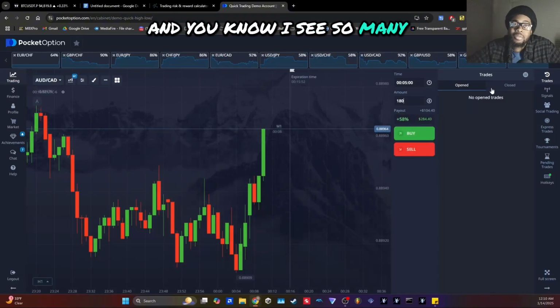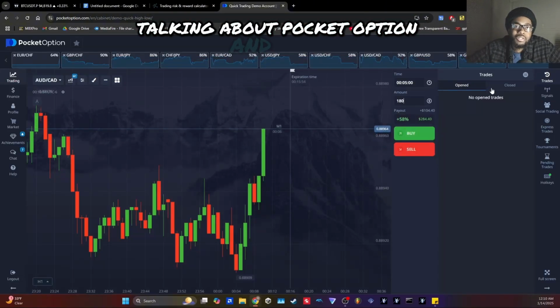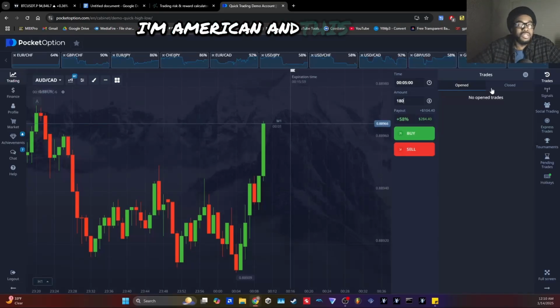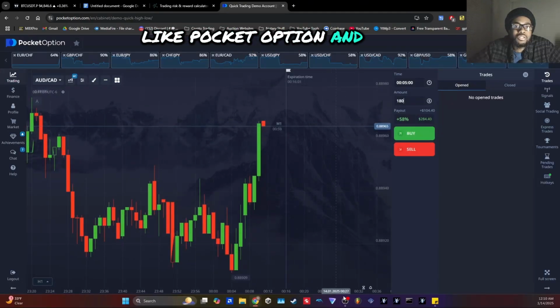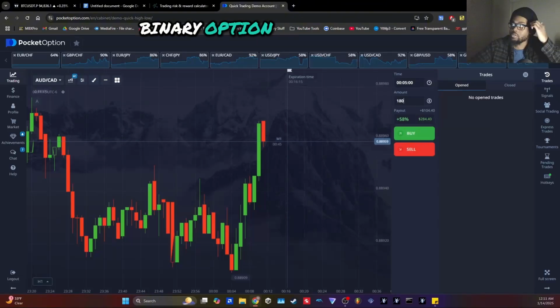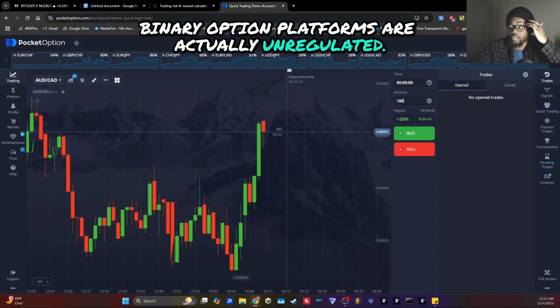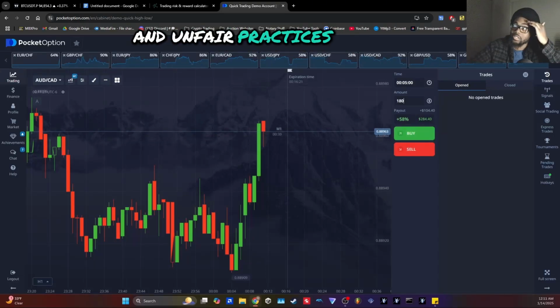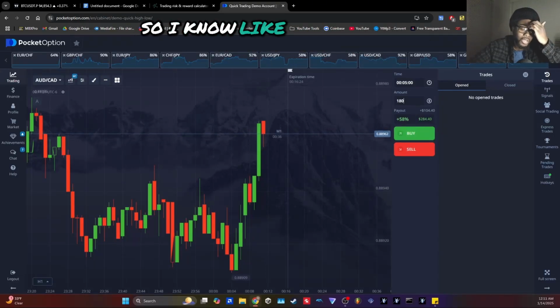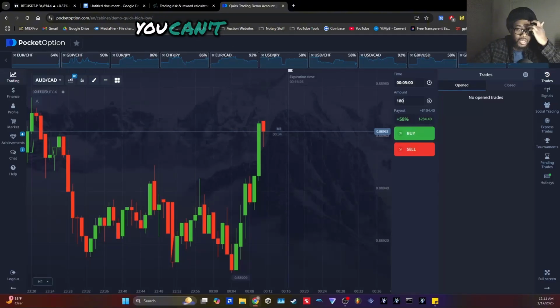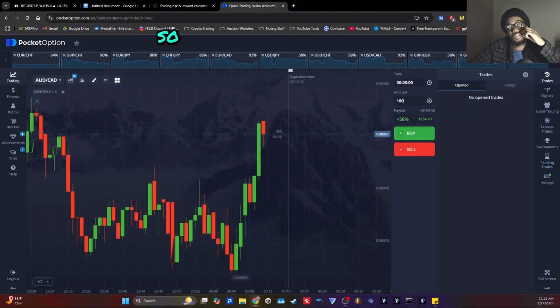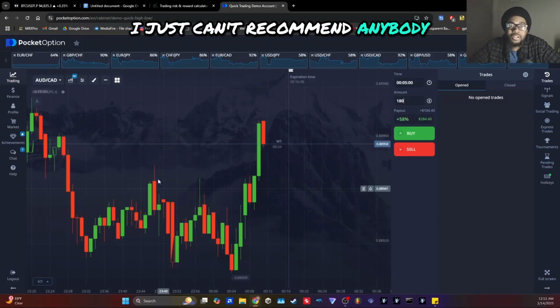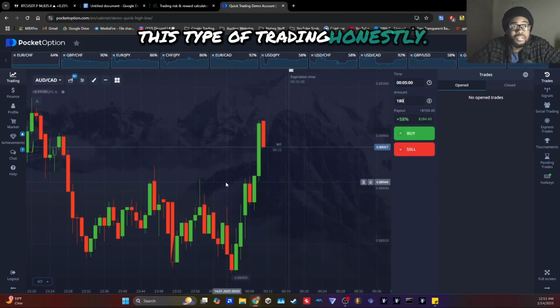And I see so many people talking about Pocket Option and stuff. I'm American, and a lot of these binary option platforms are actually unregulated, so that can lead to potential fraud and unfair practices. I know in the States, a lot of these you can't even really use. So if you're going to do this, I just can't recommend anybody do this type of trading, honestly.